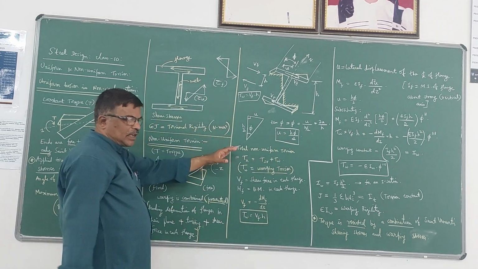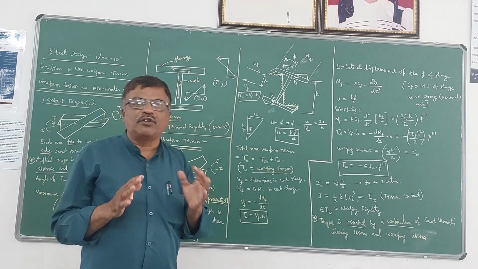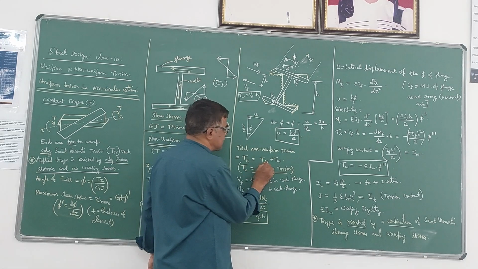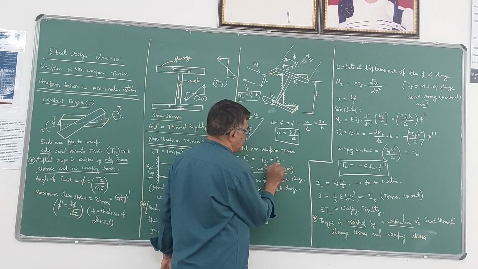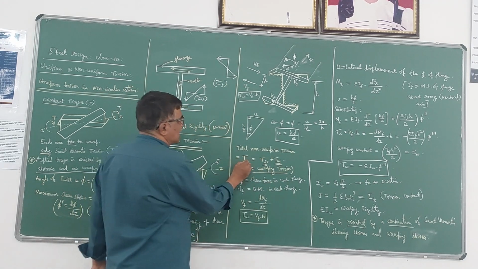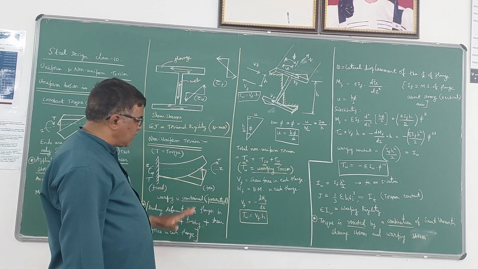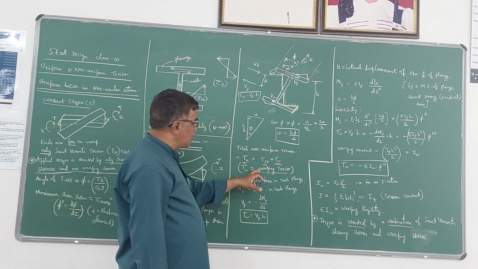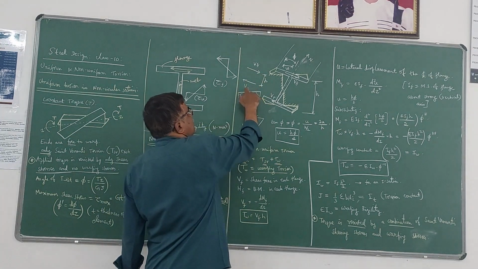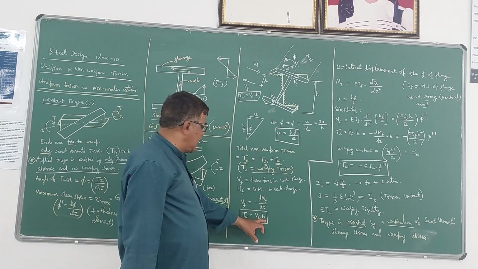Now in such a case, the total non-uniform torsion will consist of two components. One is the Saint Venant's component TSV, and another one is the warping torsion. The sum of these two is your total non-uniform torsion Tn. So here, how to calculate this Tw? The warping torsion Tw is nothing but the couple that is going to develop due to these two shear forces, which is Vf into h.